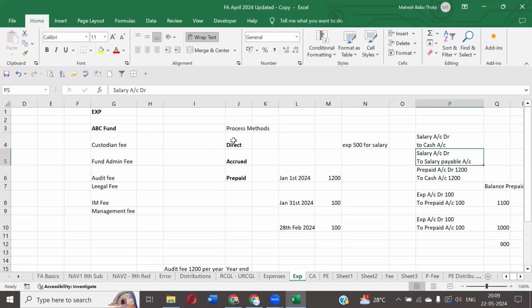Let's come back to one by one. First one, prepaid direct entry. Directly we are writing like this: salary account debit to cash account. This entry, will it impact our NAV or not?